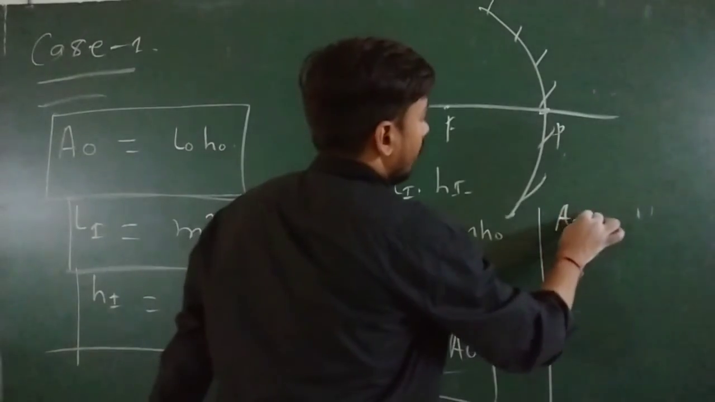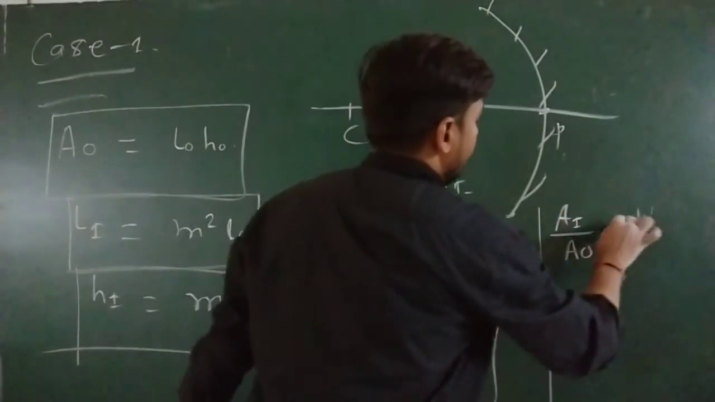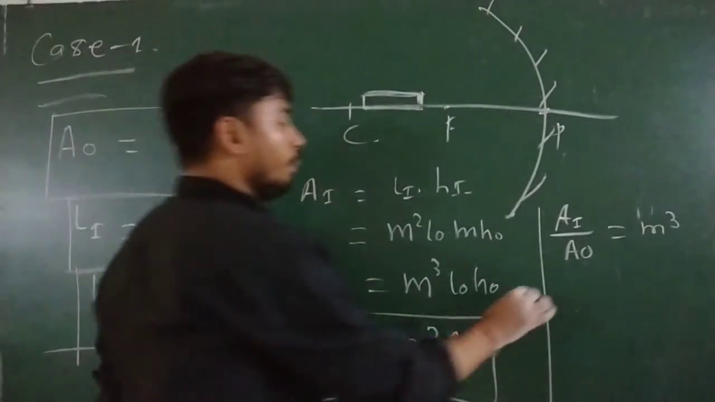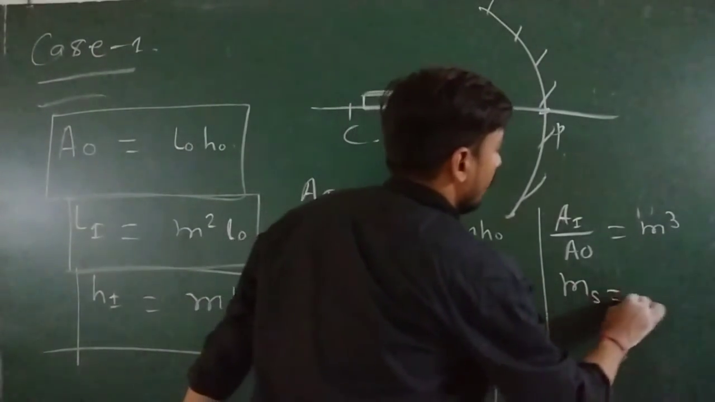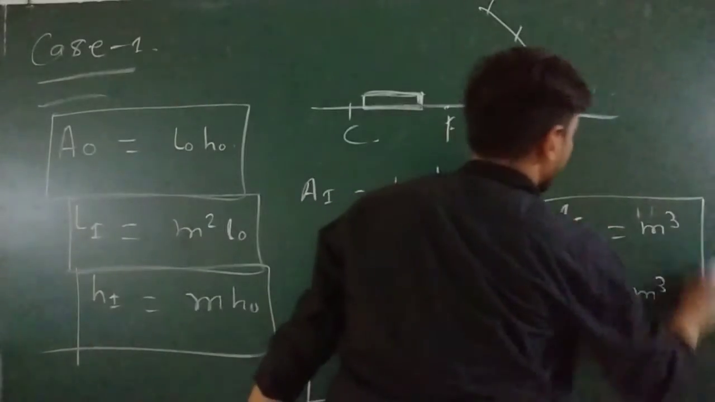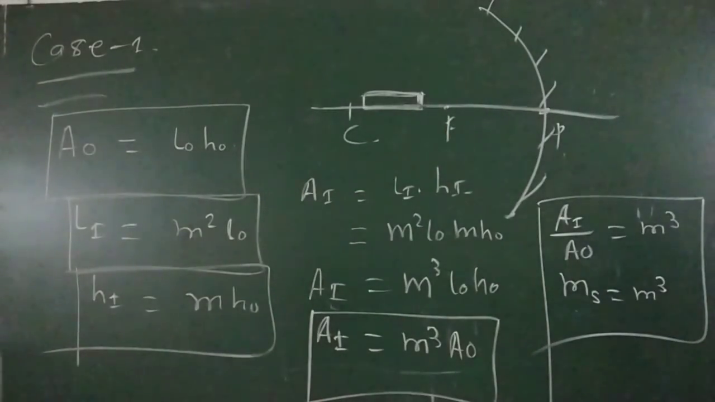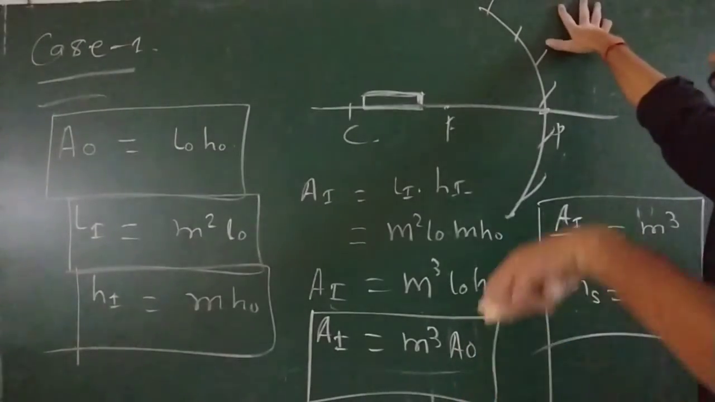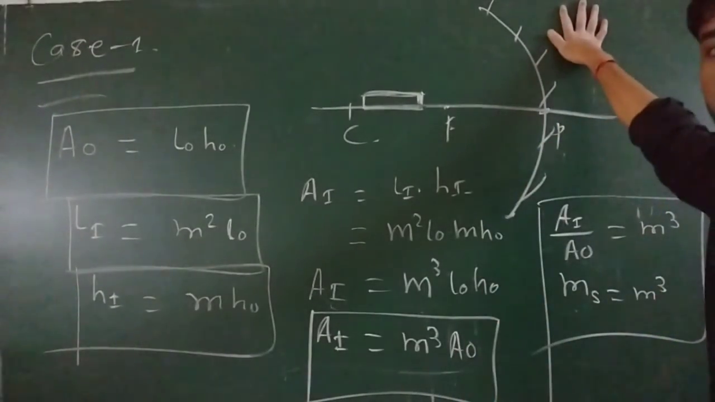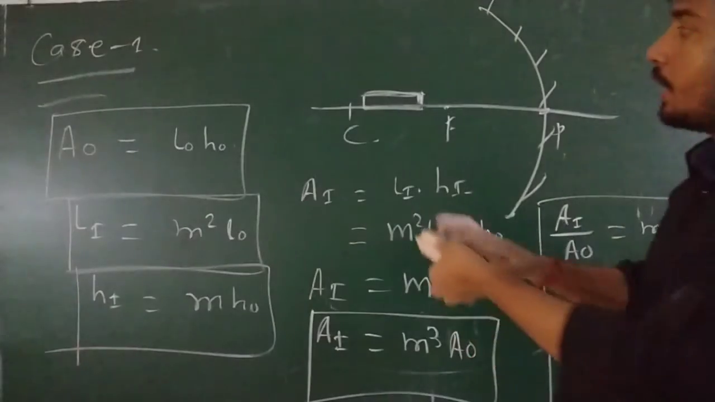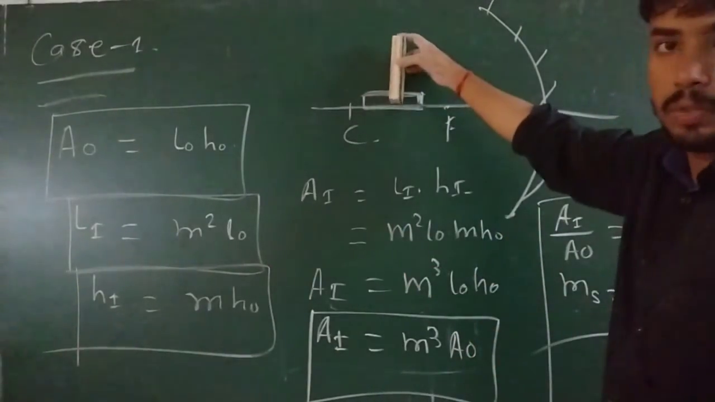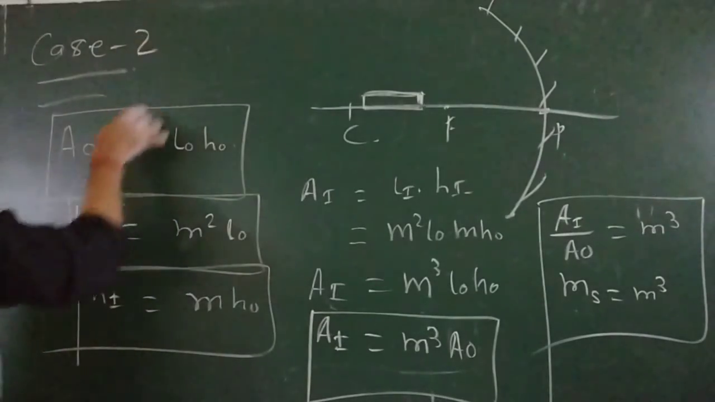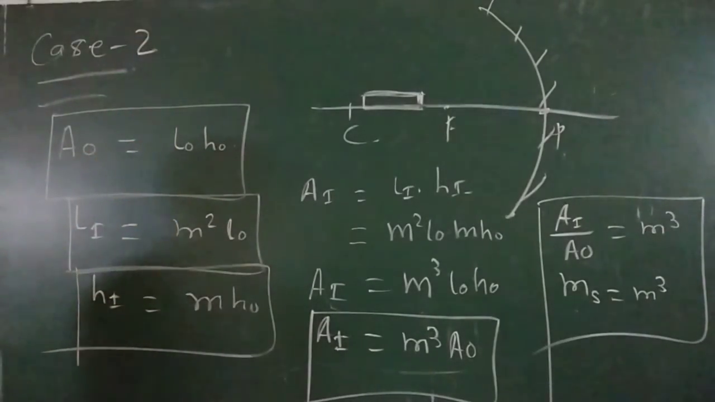So area of image divided by area of object is equal to m cube, and this is called superficial magnification. So ms is equal to m cube. This is the relation of superficial magnification in the first case. Now we are going to discuss the second case, when the object is kept like this, right? So case 2.